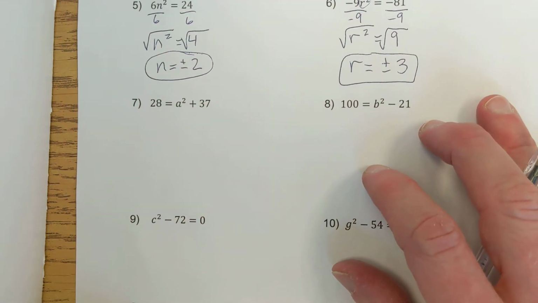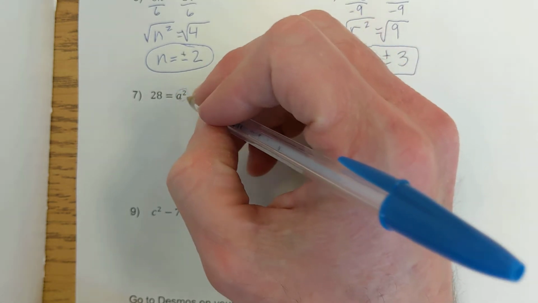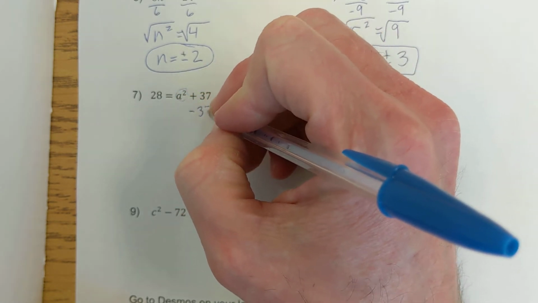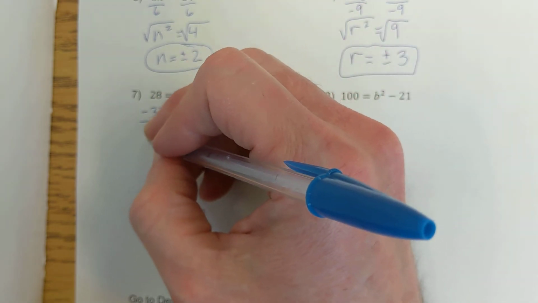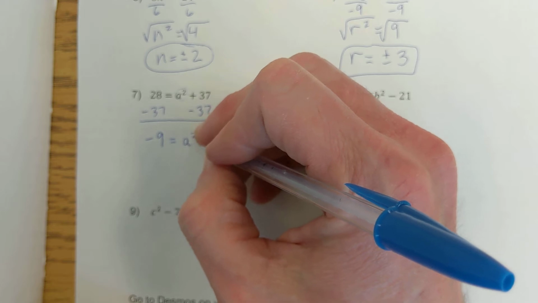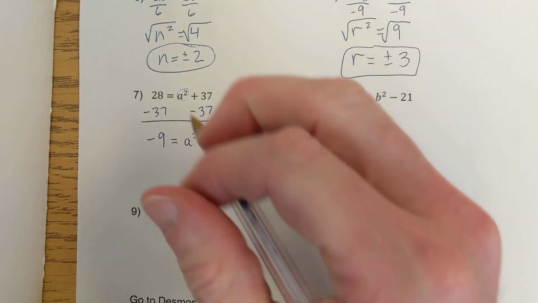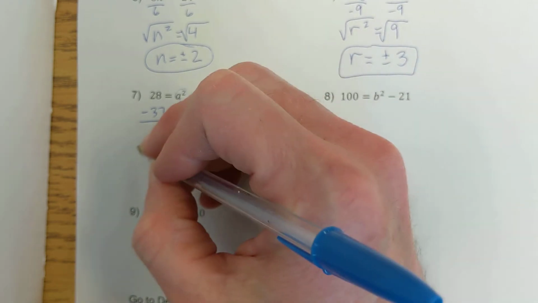For number 7, as we go here, we need to get a squared by itself, even though it's on the other side. So we're going to subtract 37 from both sides. Right? And then we get negative 9 is equal to a squared. Now we've got a squared. We're going to take the square root of both sides.